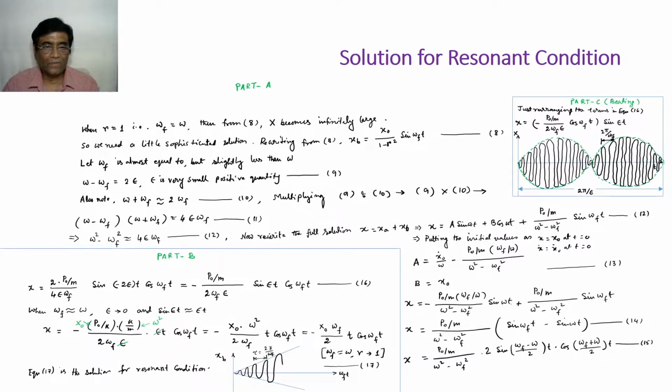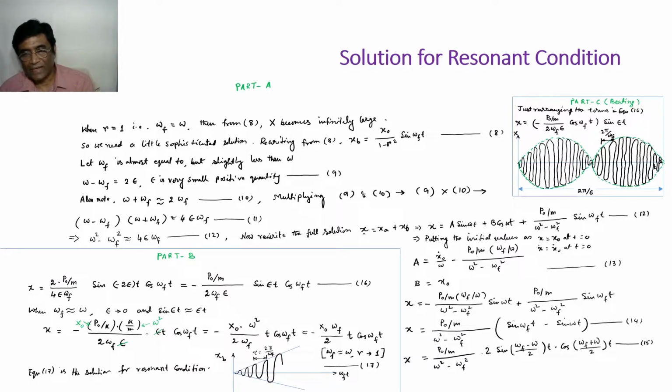Also note that omega plus omega f is almost equal to twice omega f. Isn't it? Because if they are similar, I can put omega f in place of omega. So this will be equal to twice omega f. Now, omega minus omega f times omega plus omega f will be, from 9 and 10, 4 epsilon times omega f. Let us call it 11. So omega square minus omega f square equals 4 epsilon omega f, you are getting.